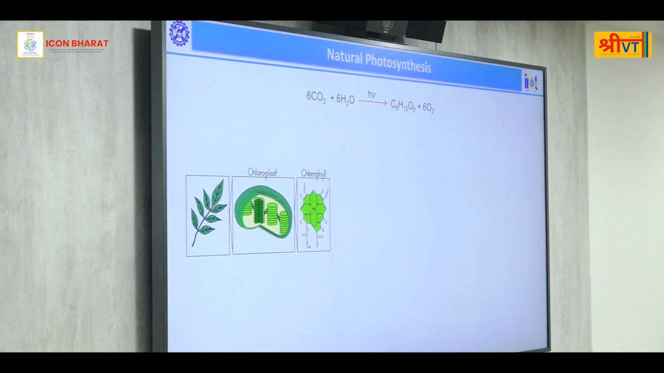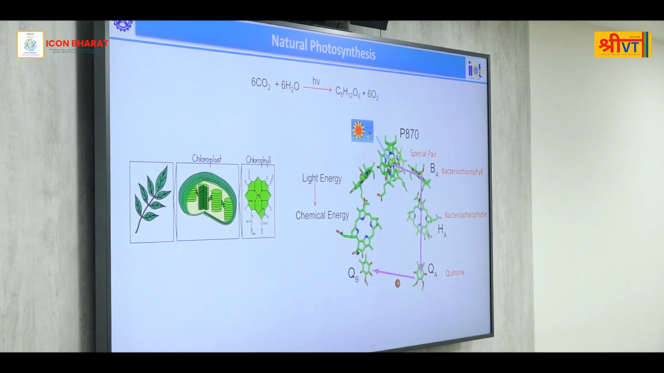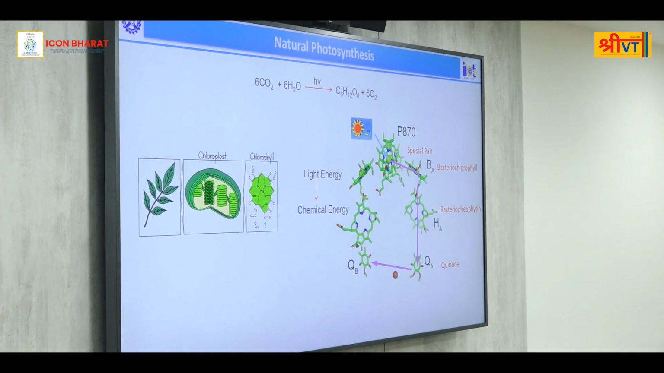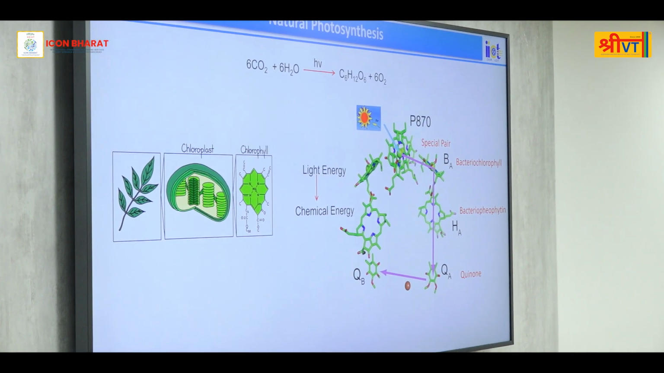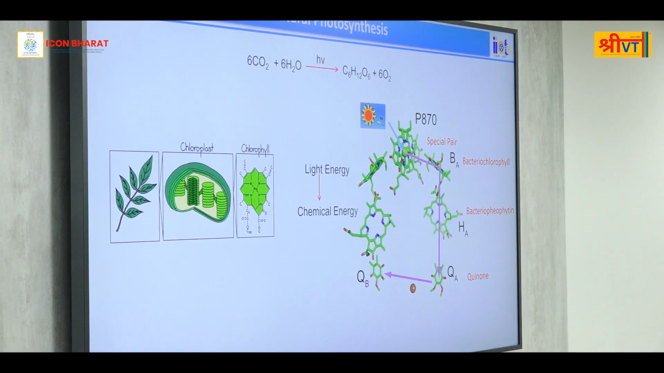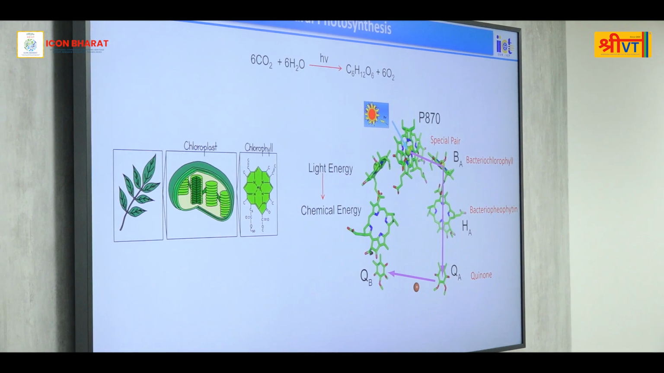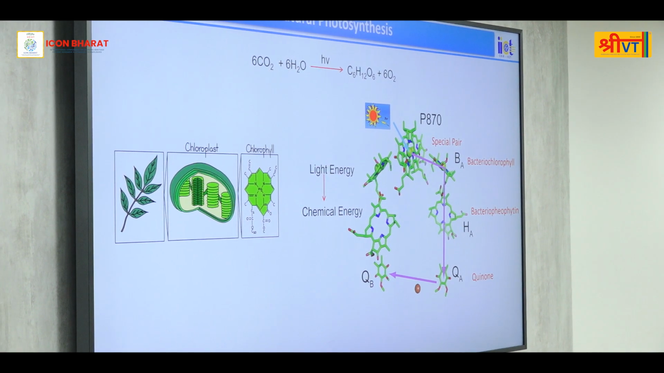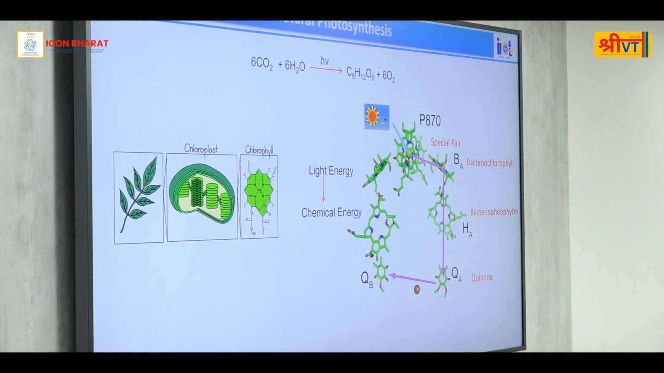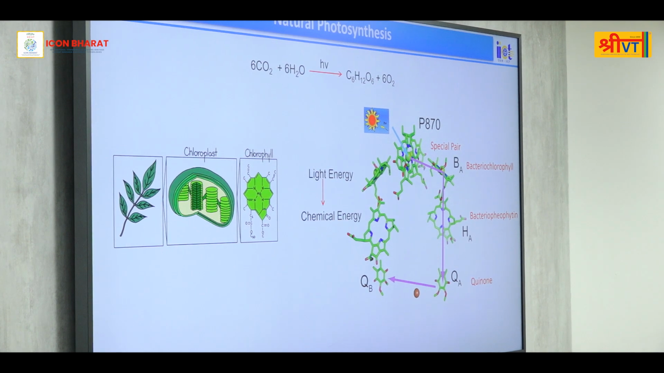If you deeply understand natural photosynthesis, there are a variety of molecules there. One is the carotenes, which absorb in the ultraviolet region of the absorption spectra, and then magnesium porphyrins absorb in the visible region. Therefore, in natural photosynthesis, the entire sunlight from the UV region to the visible region is converted into food materials.